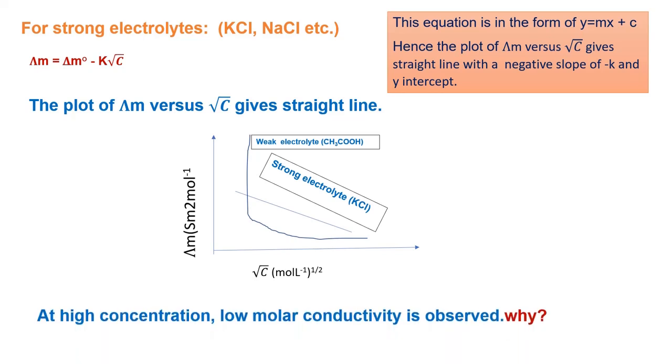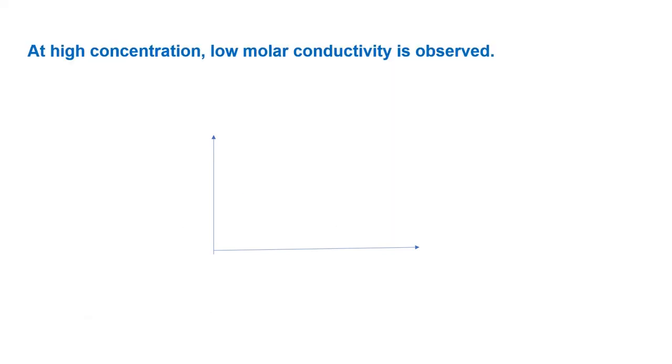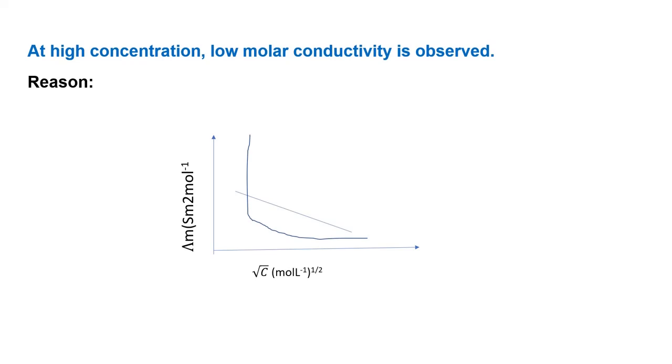At high concentration, lower molar conductivity is observed. What is the reason? In the graphical representation, we have seen that for a weak electrolyte, it is a parabola, and for a strong electrolyte, it is a straight line.